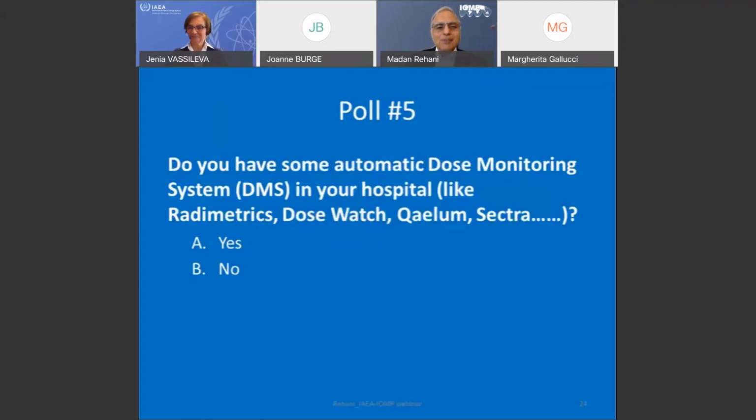Okay, so still one more question. Do you have some automatic dose monitoring system in your hospital like these? It could also be homemade. Yeah, anything. Because the answers to these questions can rightly come when there is some dose monitoring system in place rather than doing it manually, because the numbers of patients undergoing exams are really large. So one has to have some kind of an automatic system.